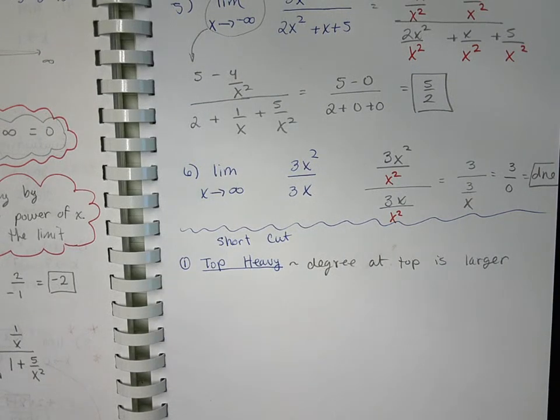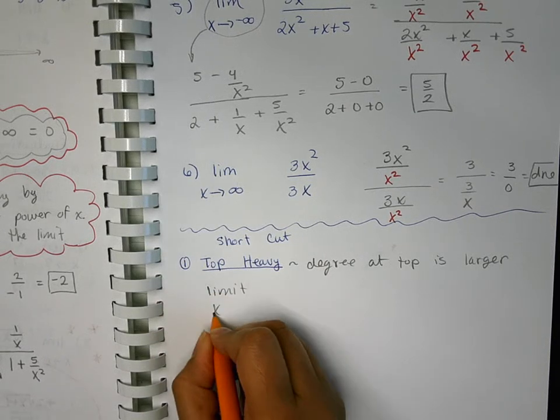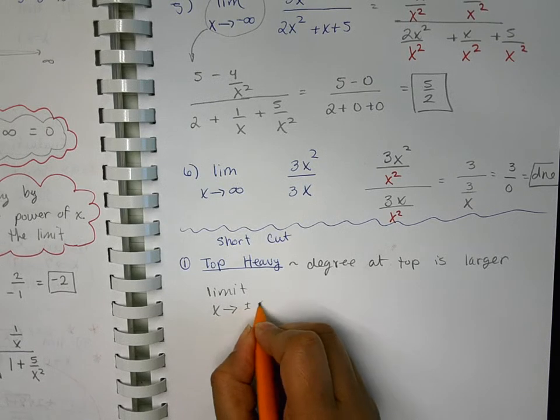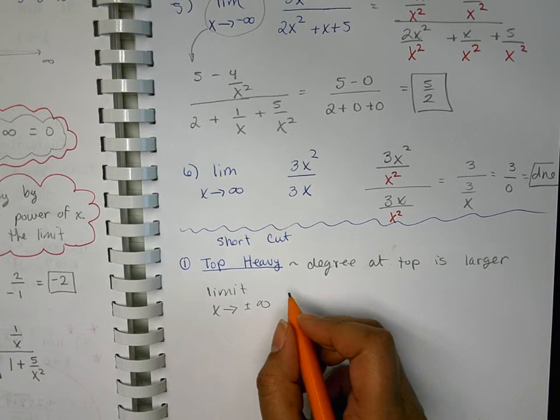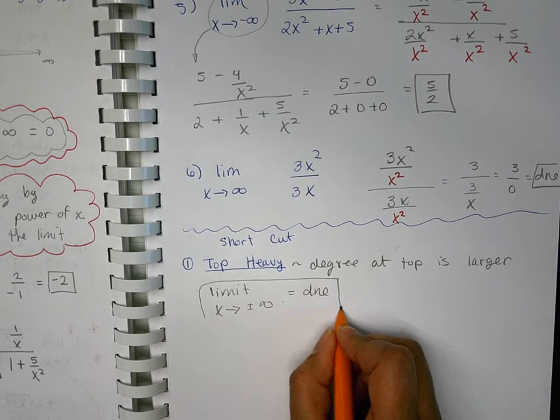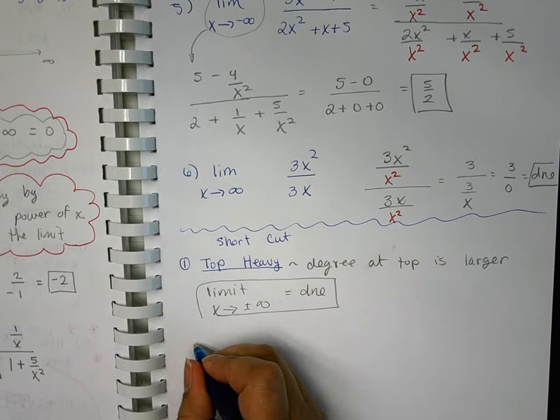All right, so the limit as x approaches plus or minus infinity is always going to be D&E when it is top heavy.